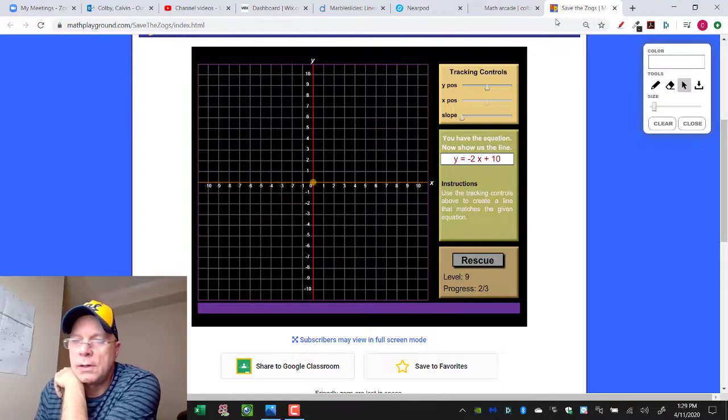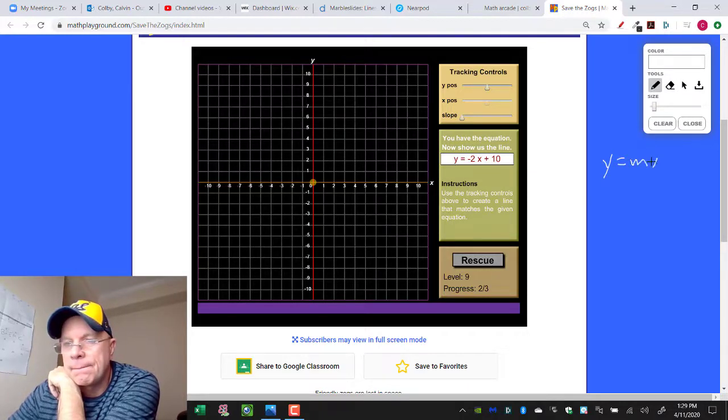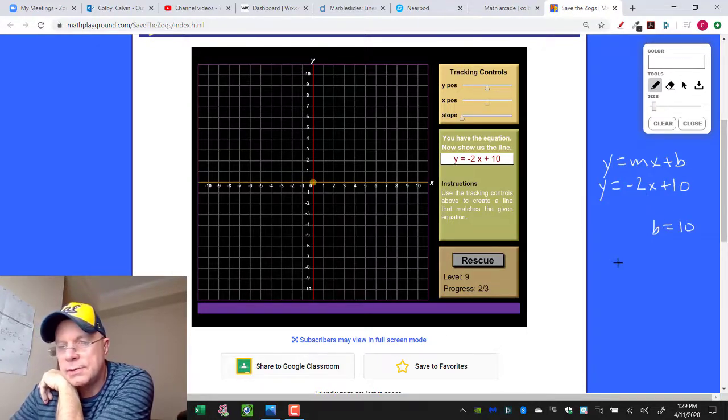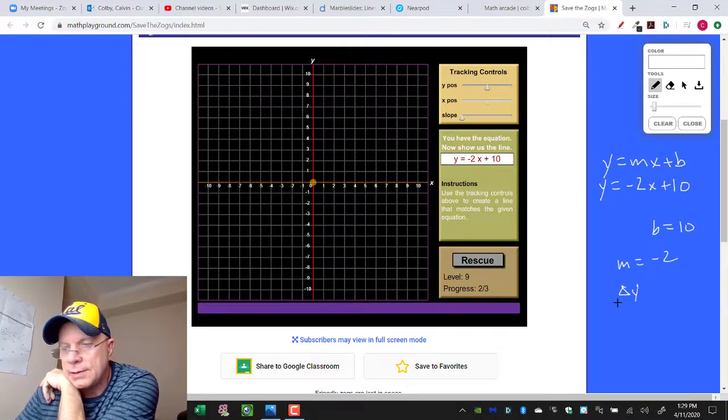Okay. Start the same way. y equals mx plus b. And then write the equation. y equals negative 2x plus 10. Alright, so b must be 10. mx, negative 2x. So m is negative 2. So my delta y over delta x could be represented as negative 2 over 1.